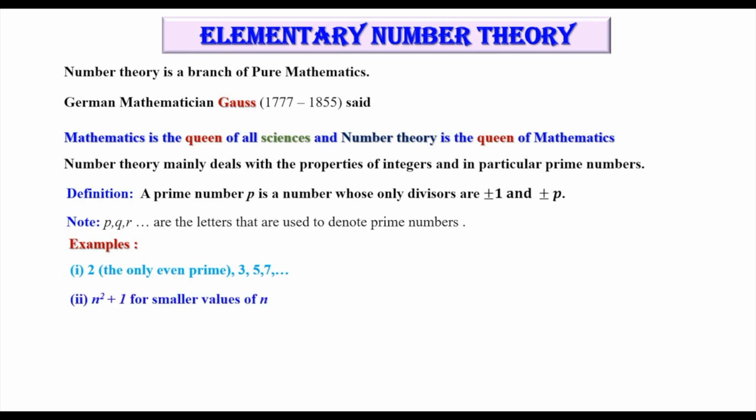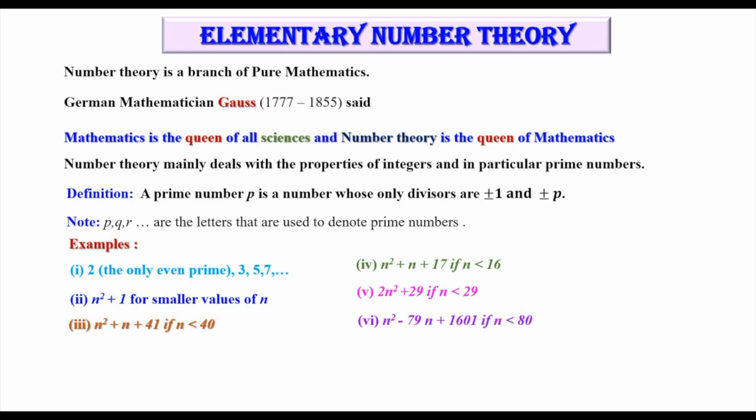And n square plus 1 for smaller values of n also gives prime numbers. And n square plus n plus 41 if n is less than 40. N square plus n plus 17 if n is less than 16. 2n square plus 29 if n is less than 29. N square minus 79n plus 1601 if n is less than 80. And the last one is 2 power n plus 1 if n is less than 5.